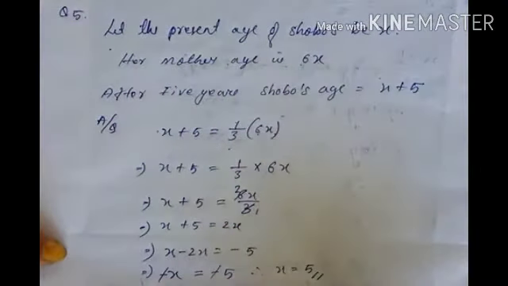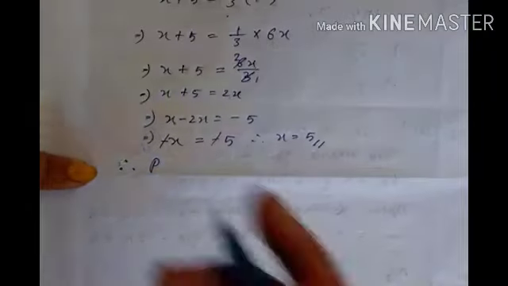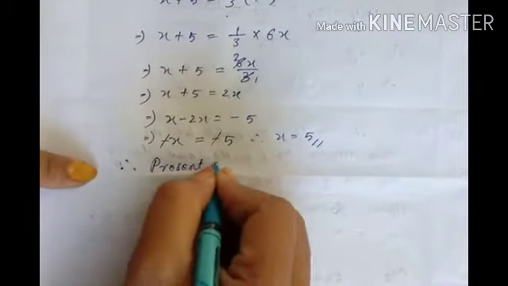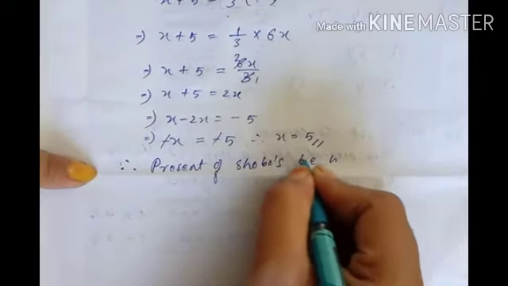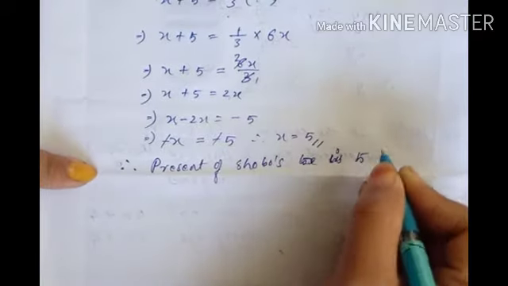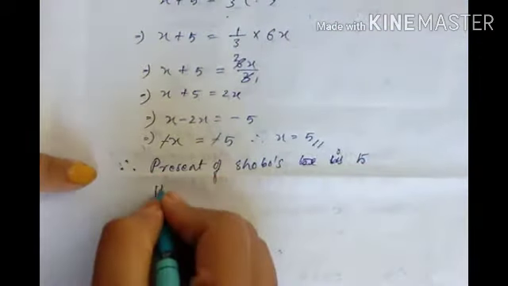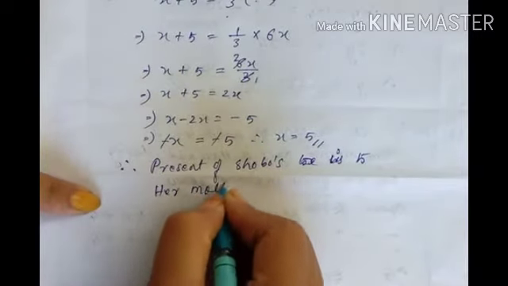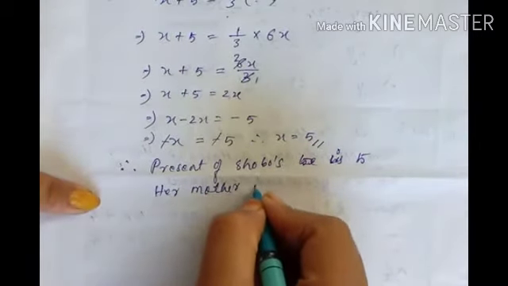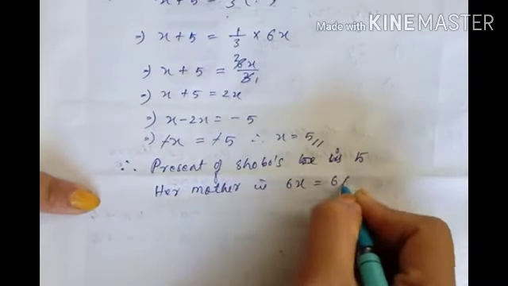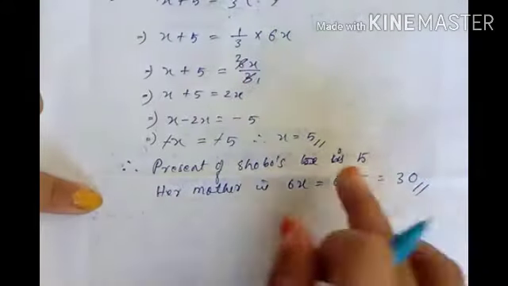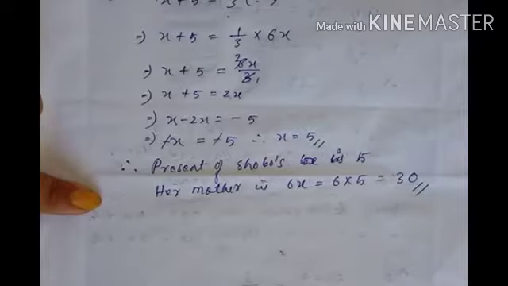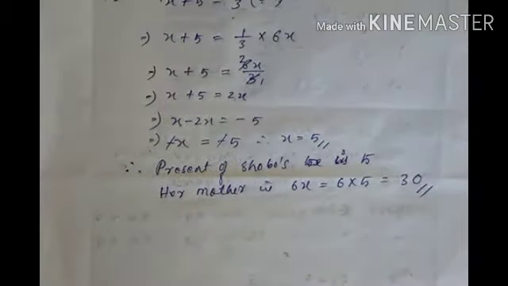That means the present age of Subho, x, how much did we get? 5. Therefore the present age of Subho is 5. And her mother is 6x, that means 6 into 5, how much? 30. So the mother's age is 30 and Subho's age is 5. So this is your answer.